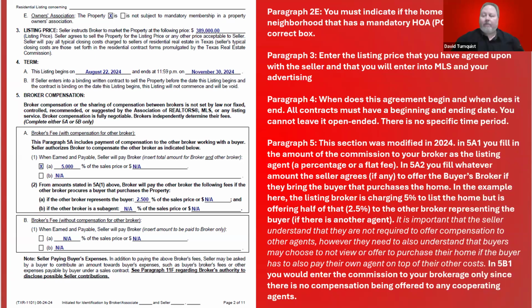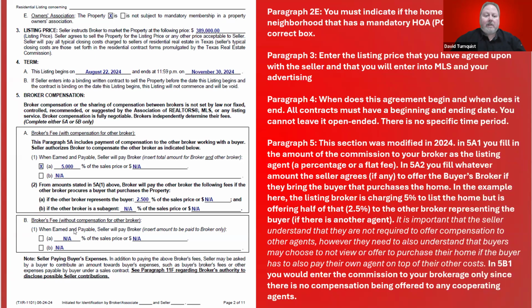But that's the way it is. And so you just need to make sure that everything is clear. Now, what if the seller says, I'm more than willing to pay you a commission for listing and selling my house, but I do not want to pay the other agent. That's the buyer's problem. If they want to have an agent, they need to pay them. Okay, well then we go to 5B.